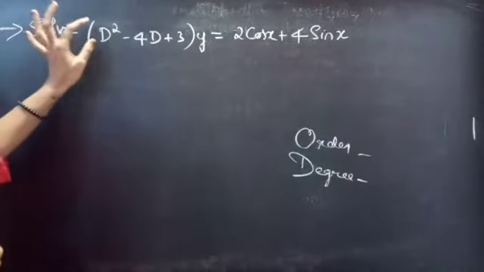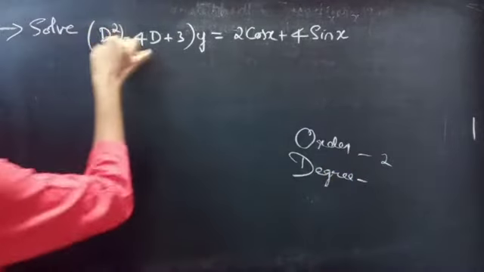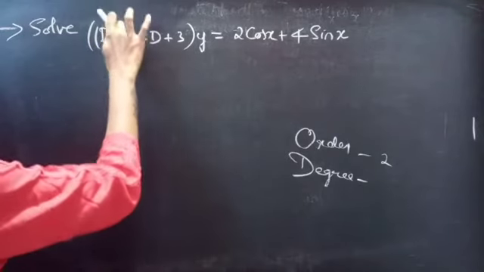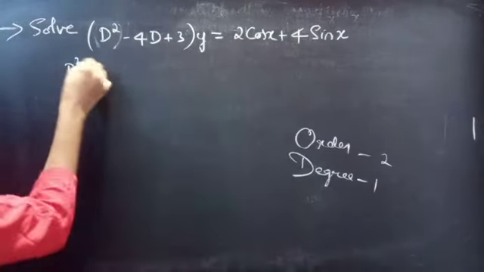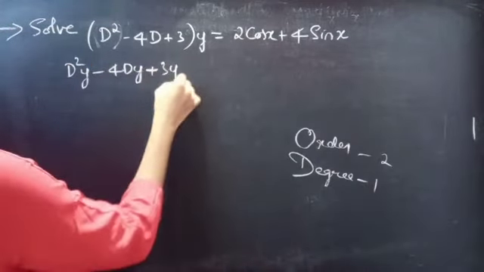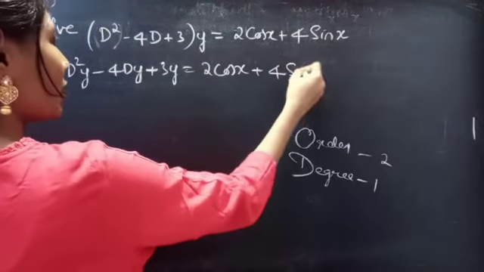Identify the highest derivative. Here D² is the highest derivative, so our order will be 2. And the highest power of the highest derivative is our degree. Degree is 1. Or just write the given differential equation as D²y − 4Dy + 3y = 2 cos x + 4 sin x.